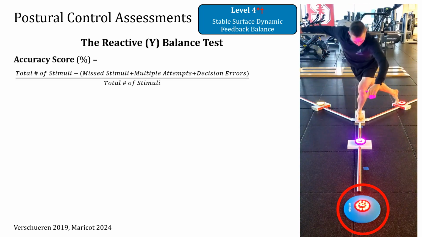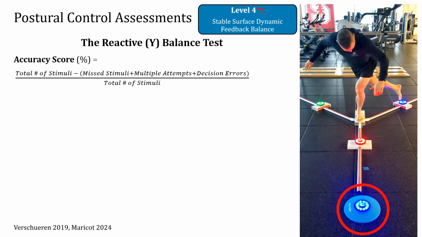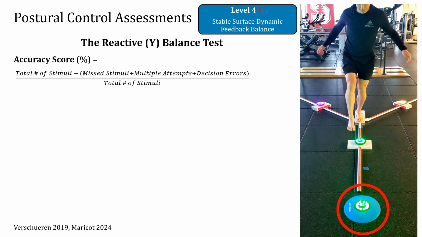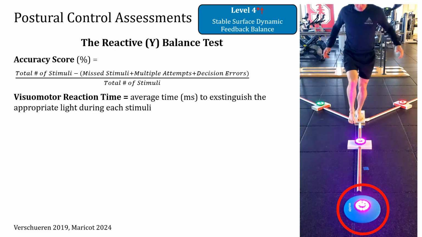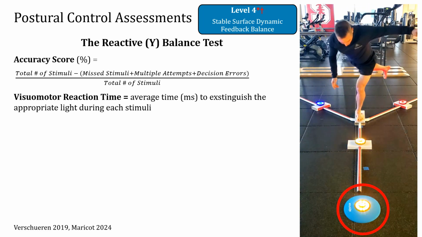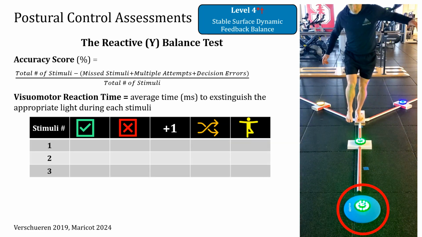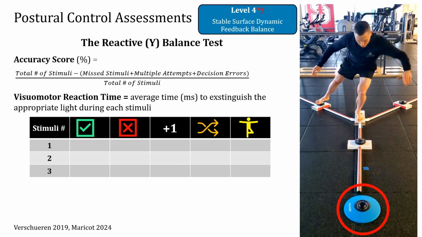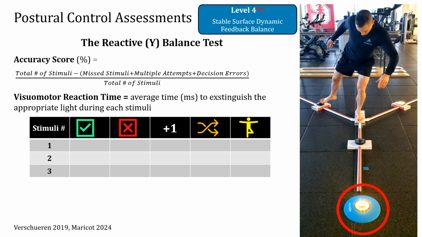And you score the individual on their accuracy score, which is the total number of stimuli minus the incorrect stimuli, plus the multiple attempts, plus the decision errors, and then divided by the number of stimuli, which gives you a percentage score. You also have the visual motor reactive time, which is the average time in milliseconds or seconds to extinguish the appropriate light. And the authors do a really nice job of laying out a table that is easy to recreate, right? So then you have the stimuli running down the first column. I only give examples of 3 there.